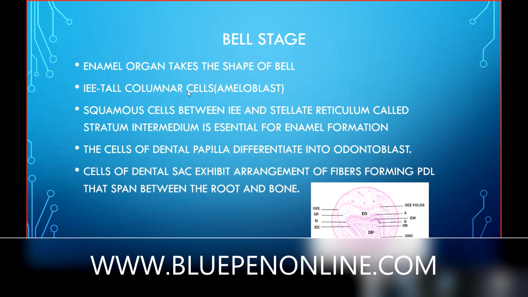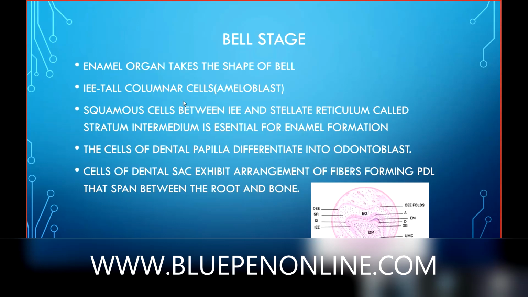The inner enamel epithelium, tall columnar cells, differentiates to form ameloblasts, which further form enamel. Ameloblasts form enamel. Odontoblasts form dentine. Okay, remember this. Cementoblasts form cementum.